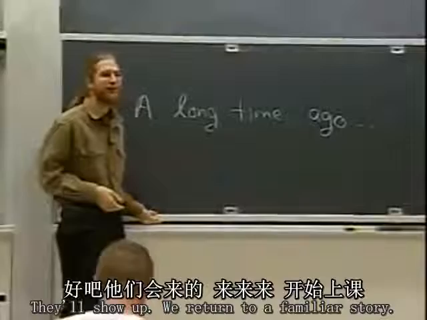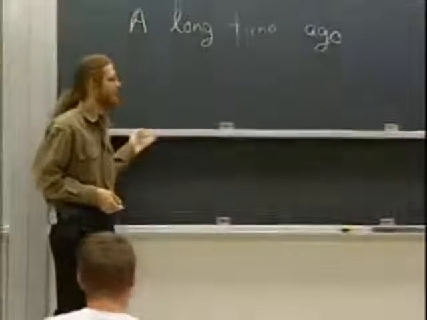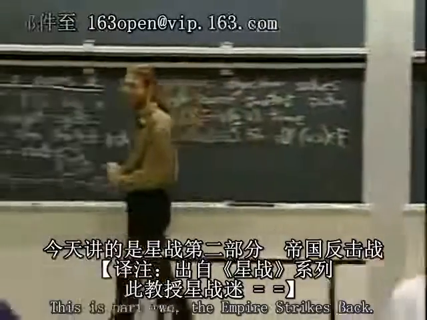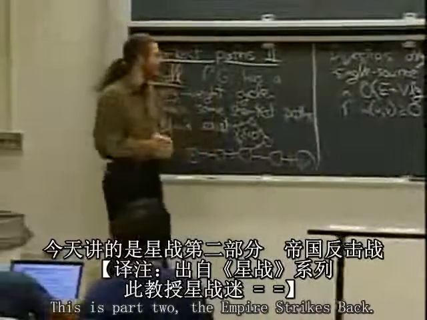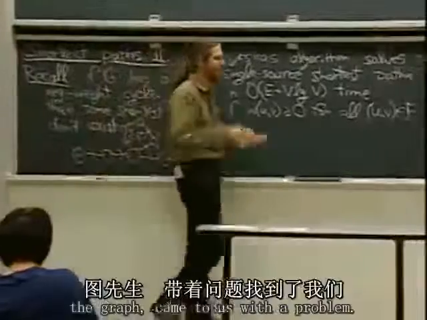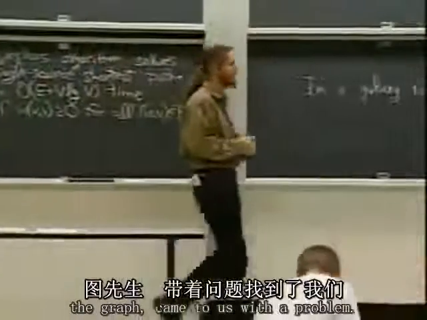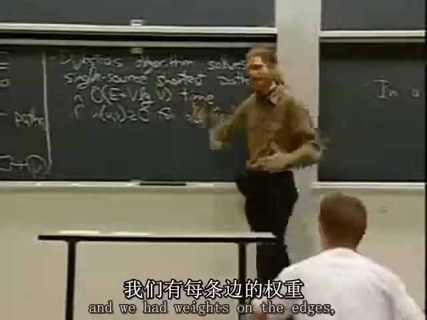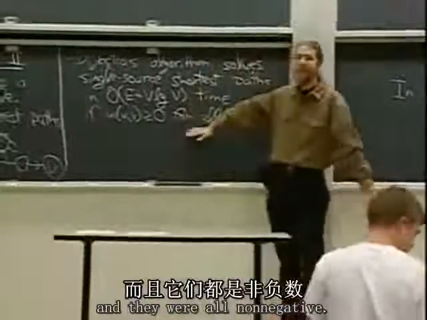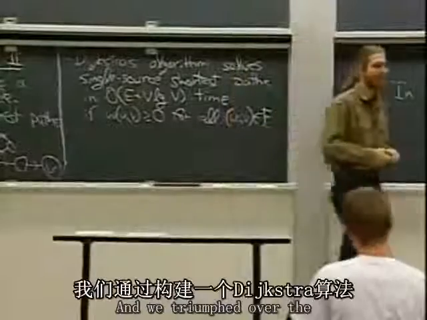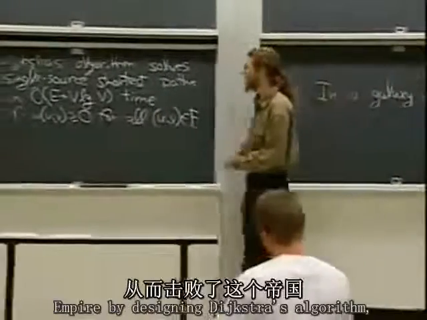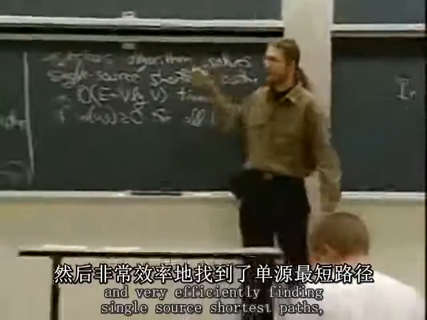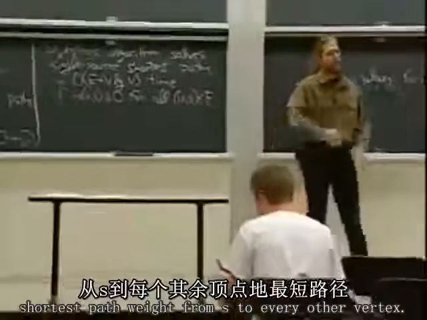We return to a familiar story. This is part 2, the Empire Strikes Back. So last time, our adversary, the graph, came to us with a problem. We had a source, and we had a directed graph, and we had weights on the edges, and they were all non-negative. And there was happiness, and we triumphed over the empire by designing Dijkstra's algorithm and very efficiently finding single source shortest path weight from S to every other vertex.